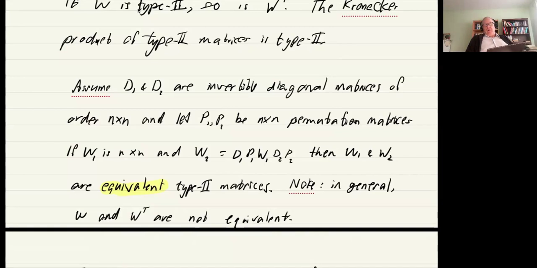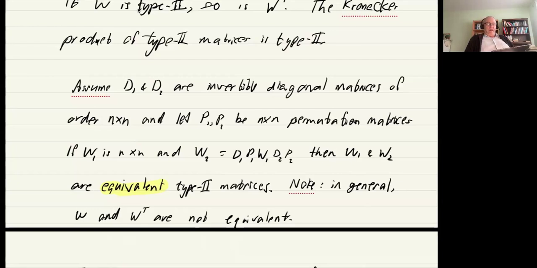So this means you can always arrange for the entries in the first row or the entries in the first column to be all equal, and all equal to 1 if you want. So you can normalize things to an extent. The convention is that although the transpose of a type 2 matrix is a type 2 matrix, it's not defined to be equivalent.